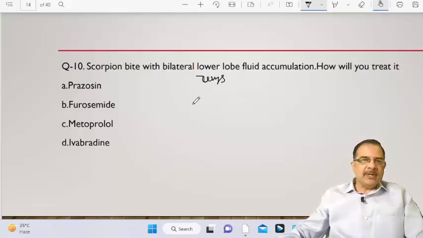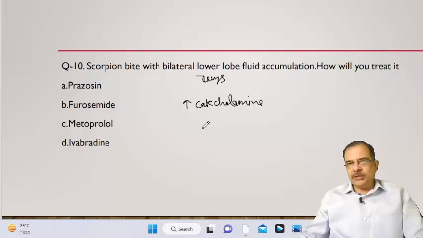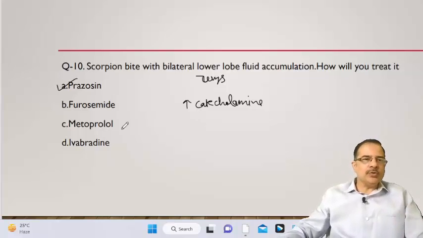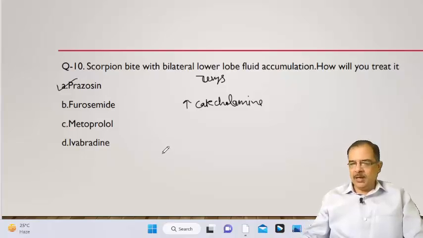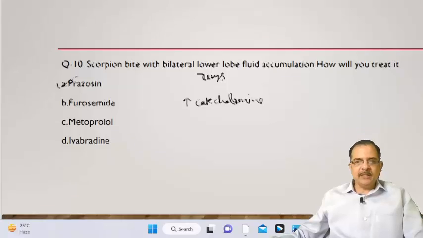But this pulmonary edema is because of excess of catecholamines due to the scorpion bite. So for that we need vasodilator agent like we can give nifedipine, we can give hydralazine or we can give alpha blocker like prazosin. So out of all the vasodilators only prazosin is given here. So this will be the correct answer.